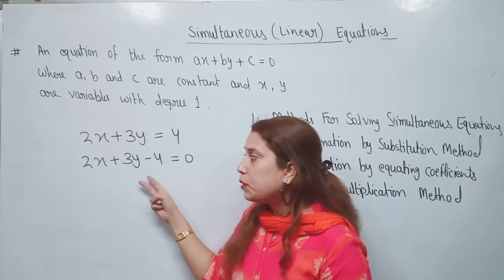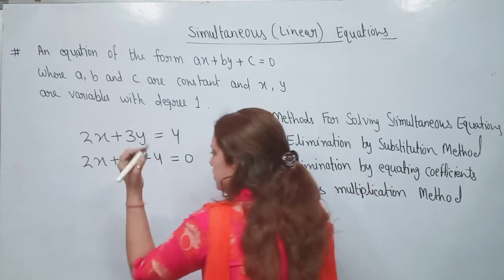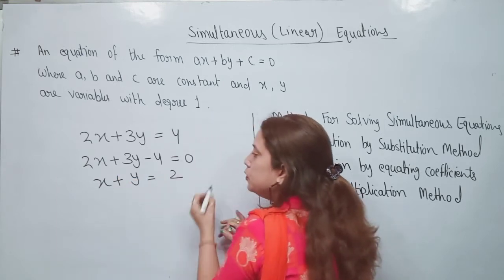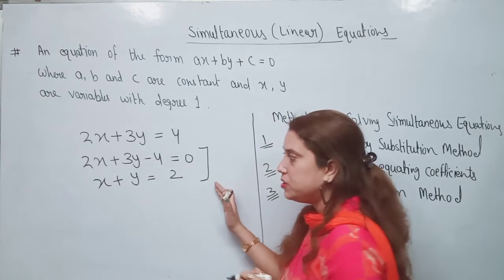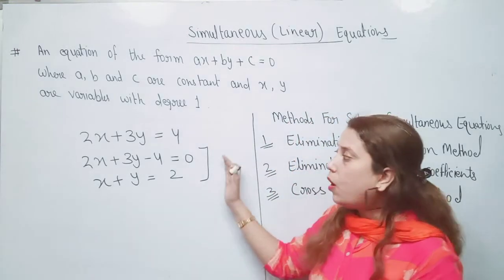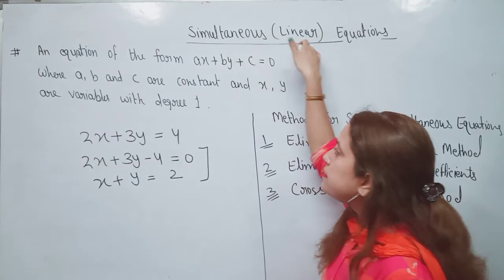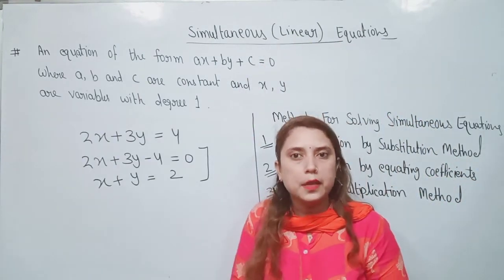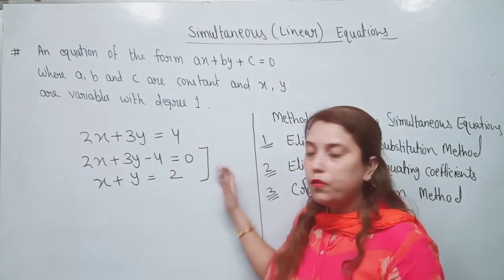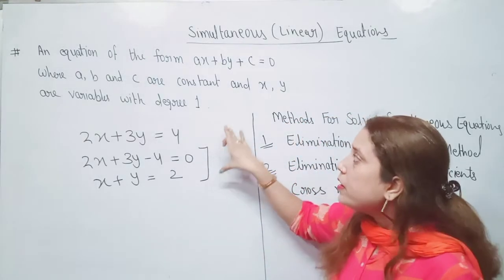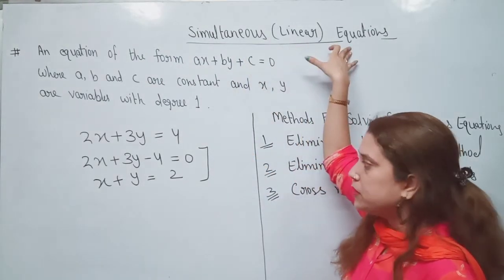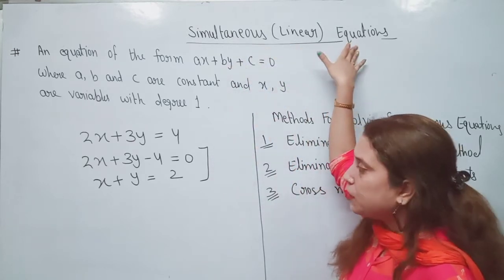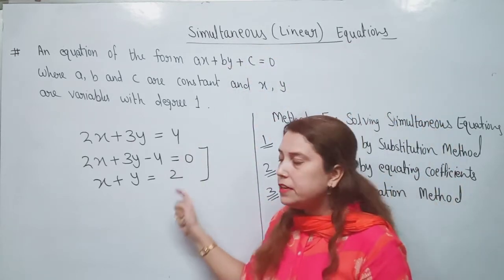If there are two linear equations, suppose the other equation is x plus y is equal to 2, such equations written together are called simultaneous linear equations, and we can also say a pair of linear equations. Okay beta, pair of linear equations or simultaneous linear equations. So today we are going to discuss simultaneous linear equations and pairs of linear equations.